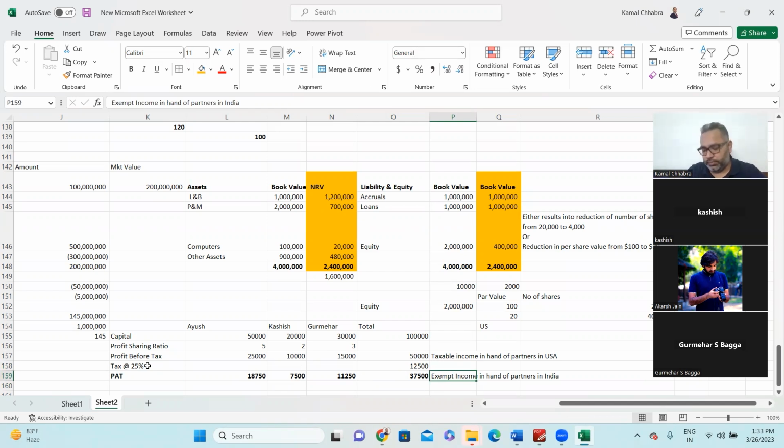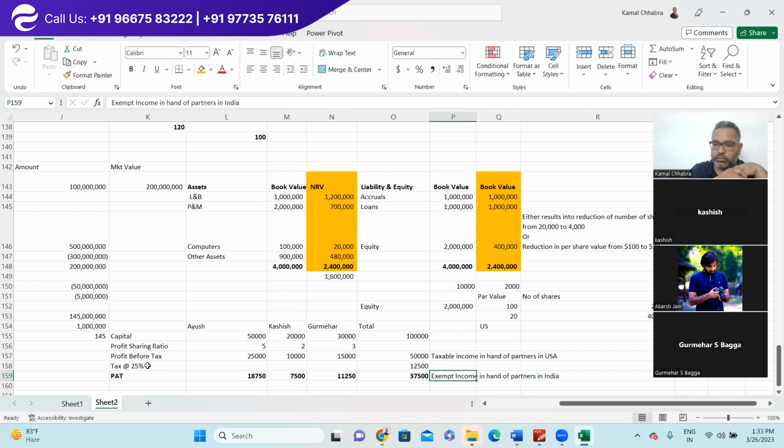Ayush, Gurmehar? So थोड़ा सा confusion है. Exempt income in hand of partners in India. जो 25% था, that was organizational tax. Yes, that is being taxed in the hand of partnership firm. तो उसमें जो उनको remaining balance गया after deducting tax, अब उनको अपने income tax में it is exempted from their income tax. Exempt income, yeah.